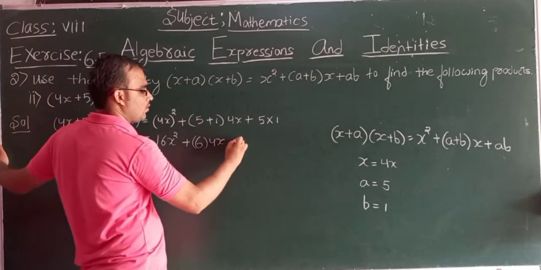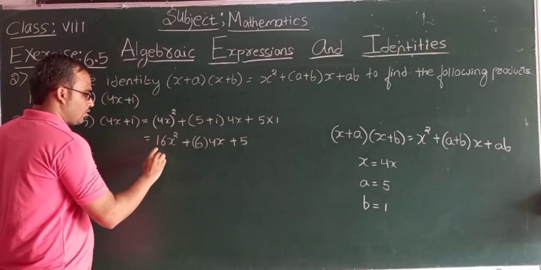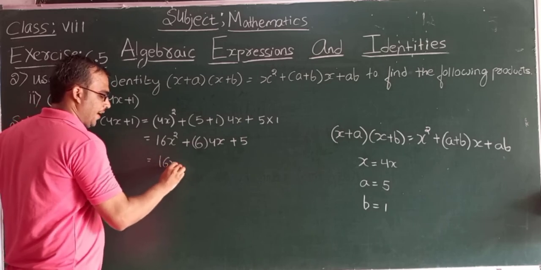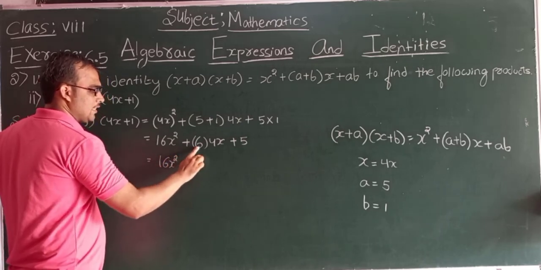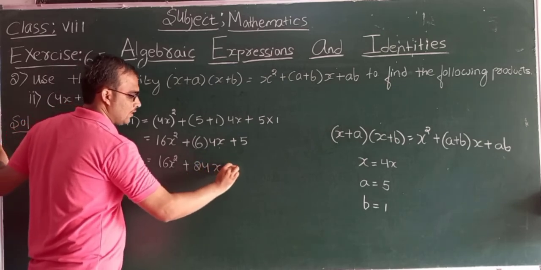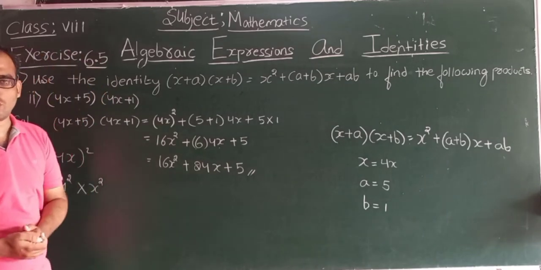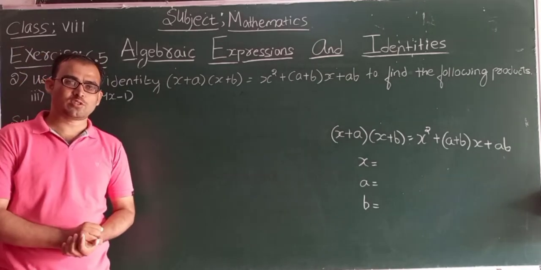Now 5 ones are 5, equals 16x square plus 6 4s are 24x plus 5. So this will be the solution of the second problem. Now students, let us solve the third question.